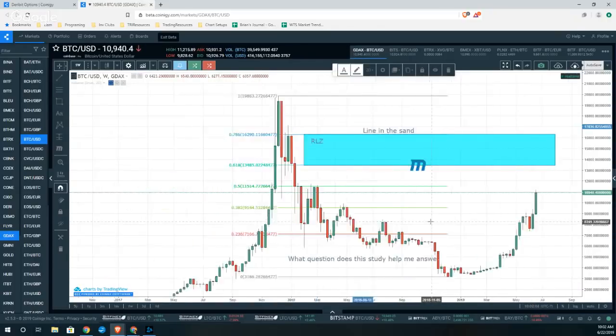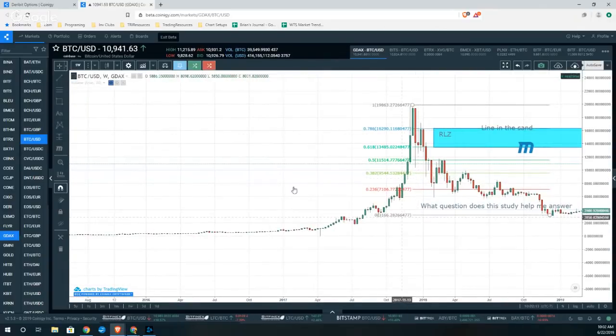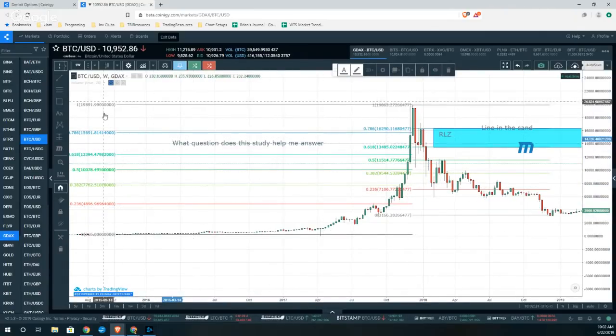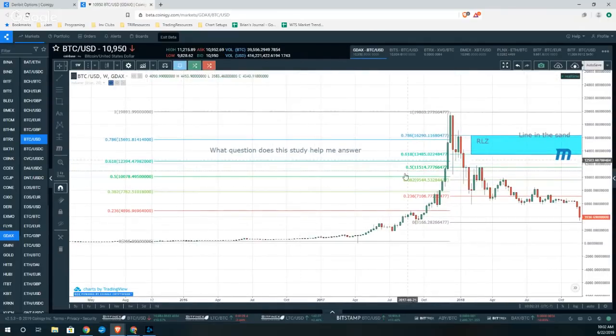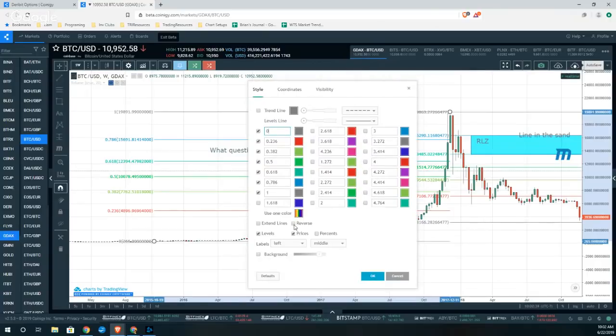So, just as an illustration, if we go back in time and we do the exact same logic off of the rally, you'll notice that if we draw our fibs off of these lows, we want to ask ourselves, what question does this study attempt to answer? In this particular case, we're asking how much of this up move is the market likely to take back? Are these fibs drawn correctly? Is that 78% of that up move? No, it isn't. So we need to go into our studies and we need to reverse the study.